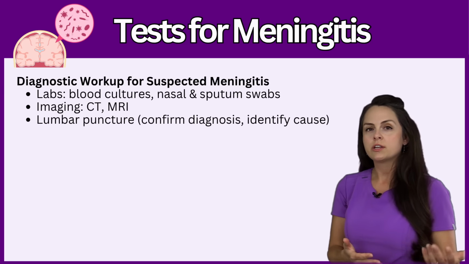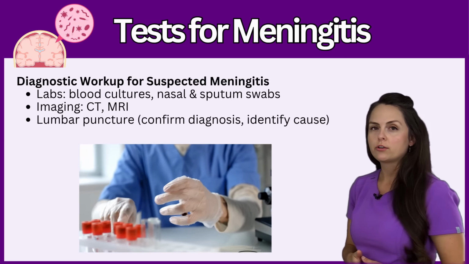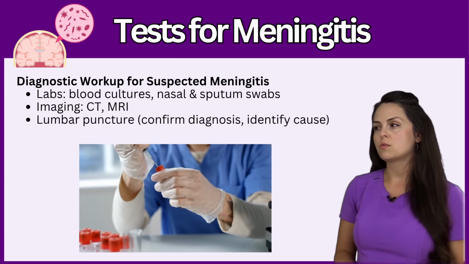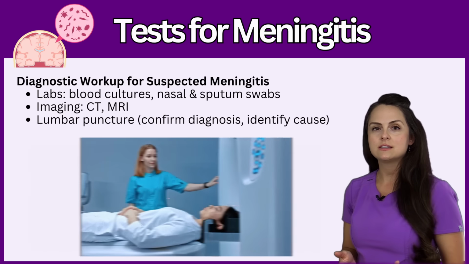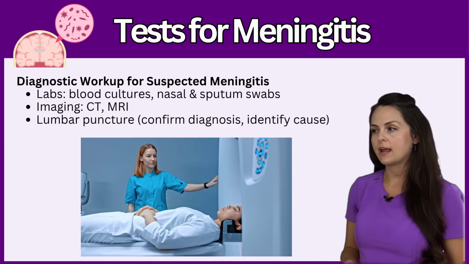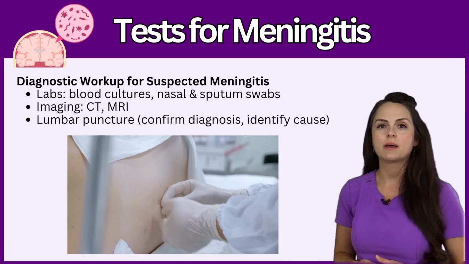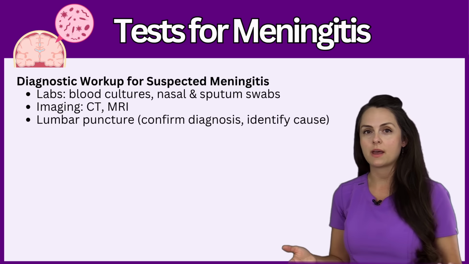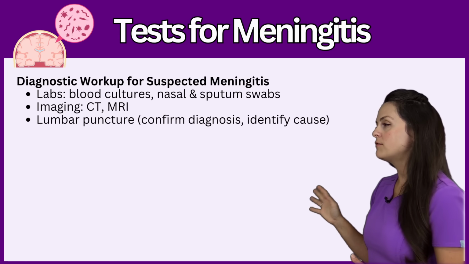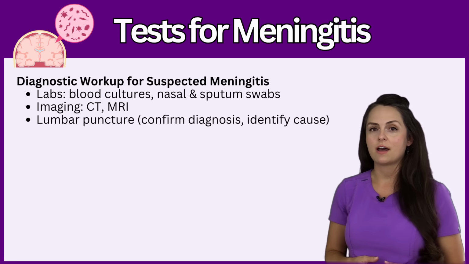So, workup's going to include laboratory work like blood cultures, nasal and sputum swabs, imaging like CT scans, MRI of the brain, also a lumbar puncture. This is one of the huge things that a patient's going to need if they do suspect meningitis, because this is going to help confirm the diagnosis and identify the cause.